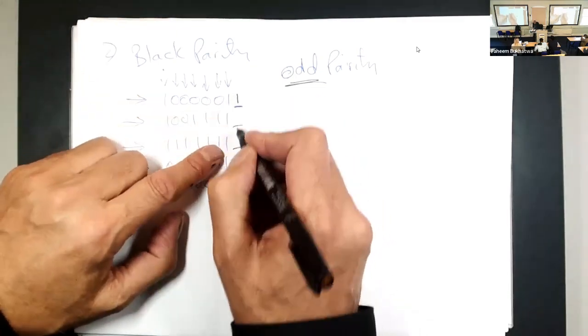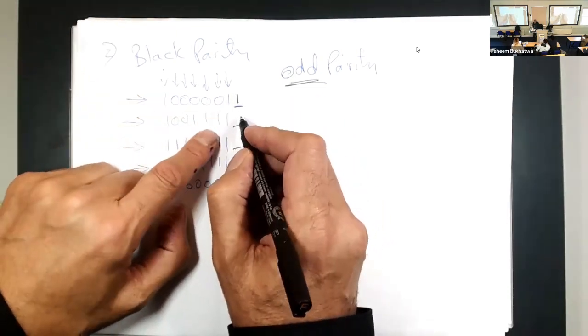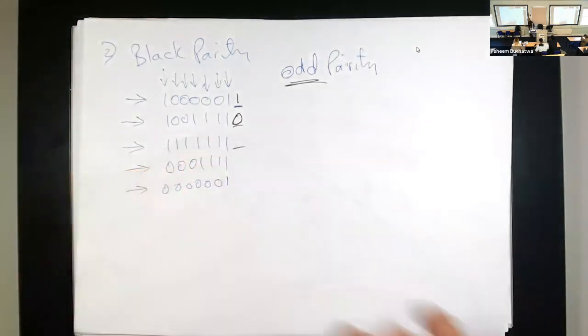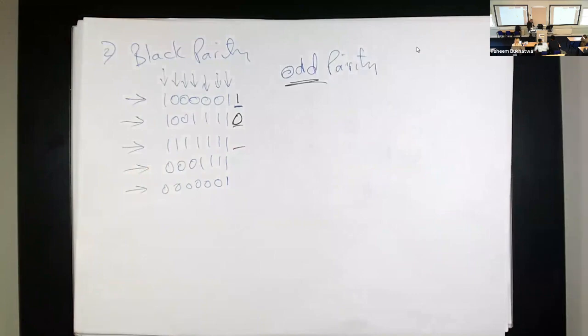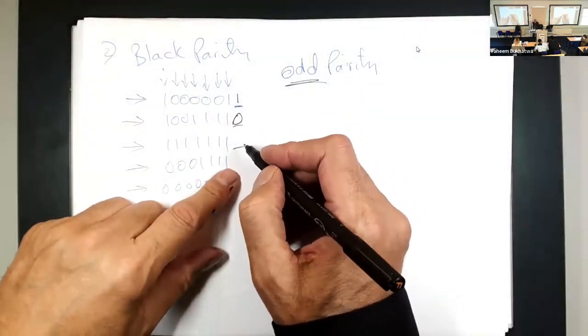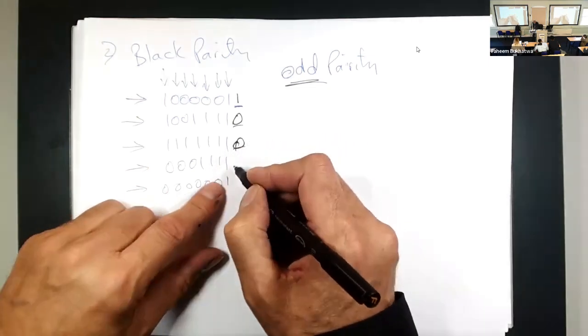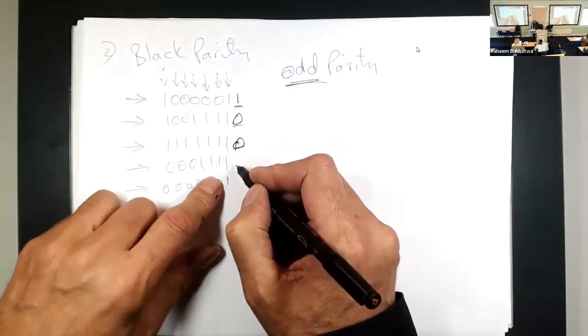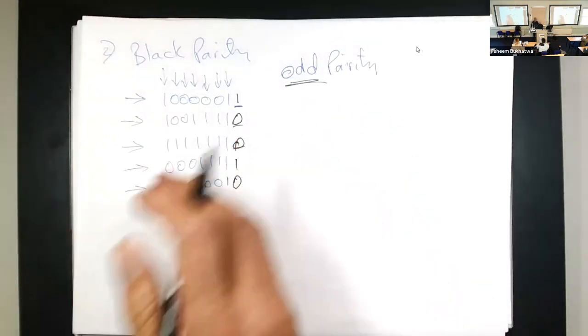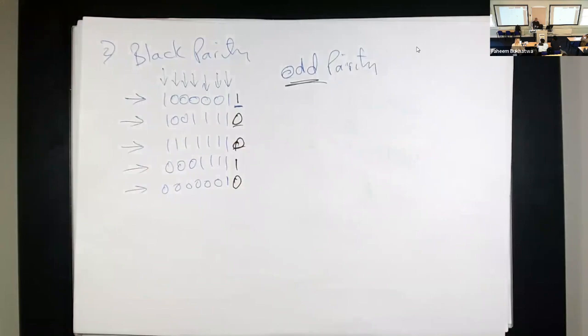1. The next one. 0. Why 0? Because you counted these ones, they're already 5. You don't want to make them 6, you leave them 5. Okay, next one, there are 7 bits. 0, yeah, okay. The next one. 0, perfect. So we add a parity bit at the end of every byte.